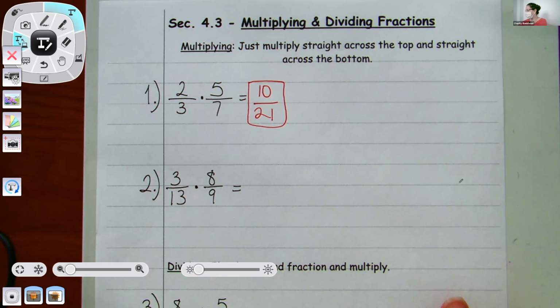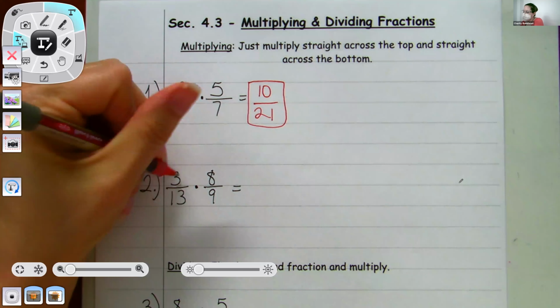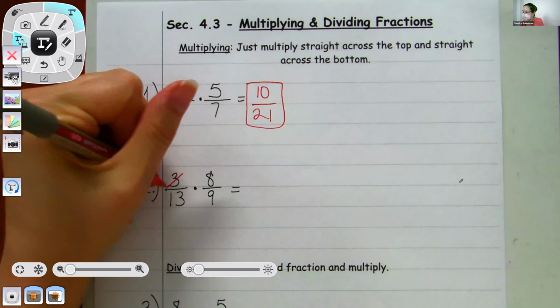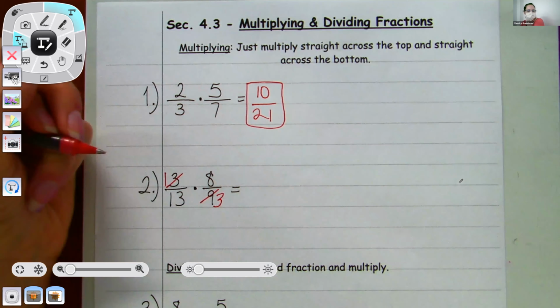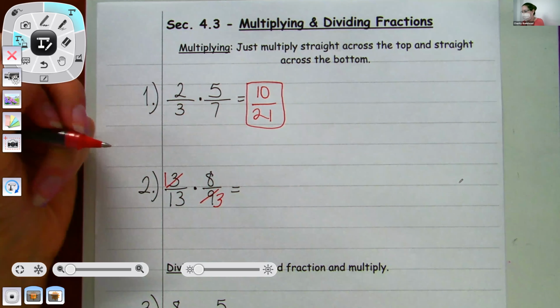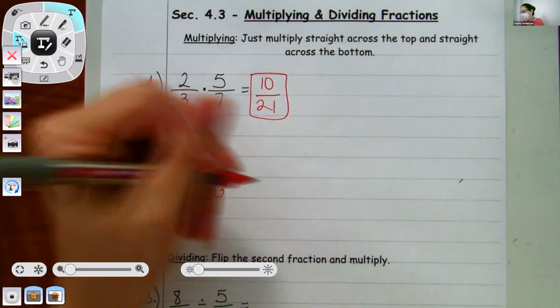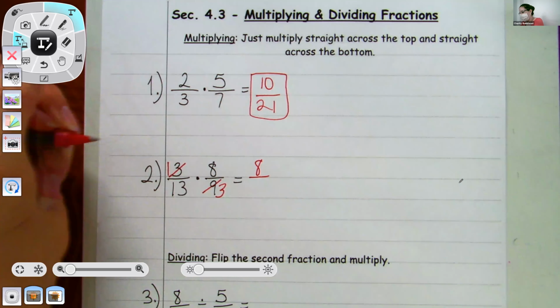On number 2, I can reduce the 3 and the 9. So 3 goes into 3 one time, and 3 goes into 9 3 times. And then multiply across. So 1 times 8 is 8, and 13 times 3 is 39.